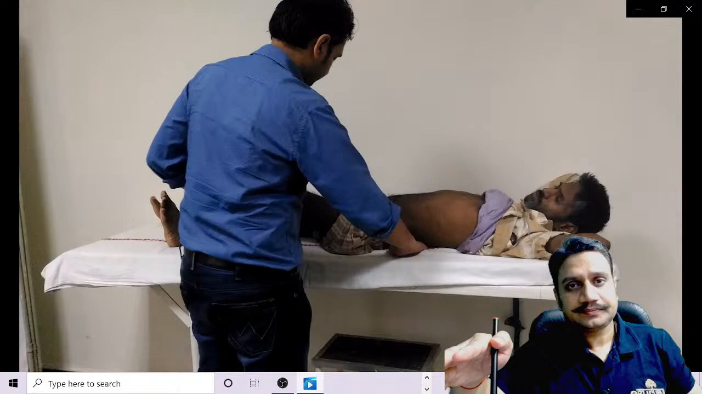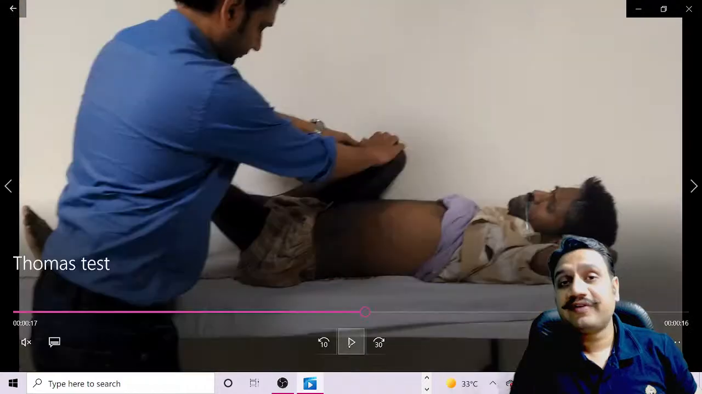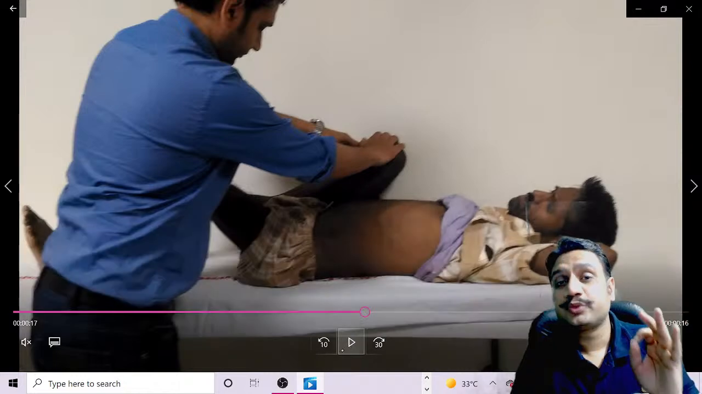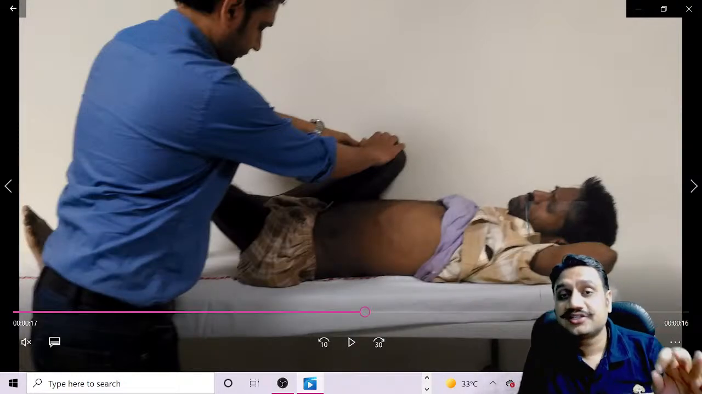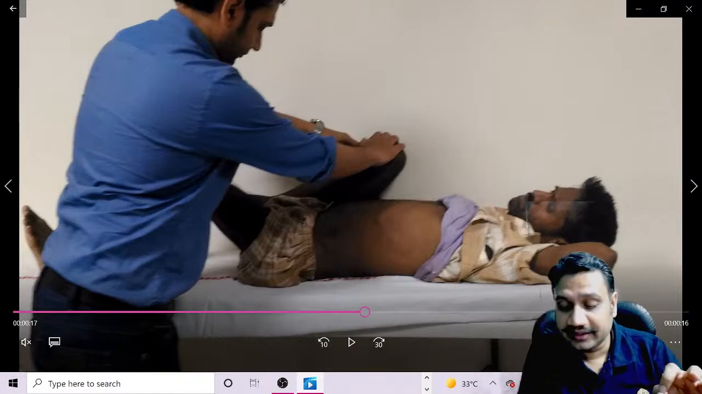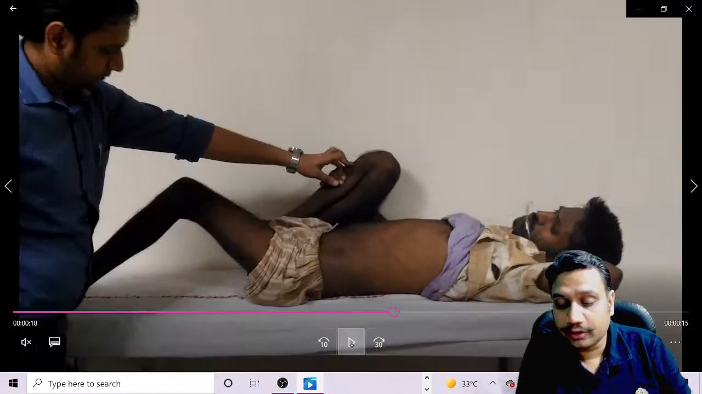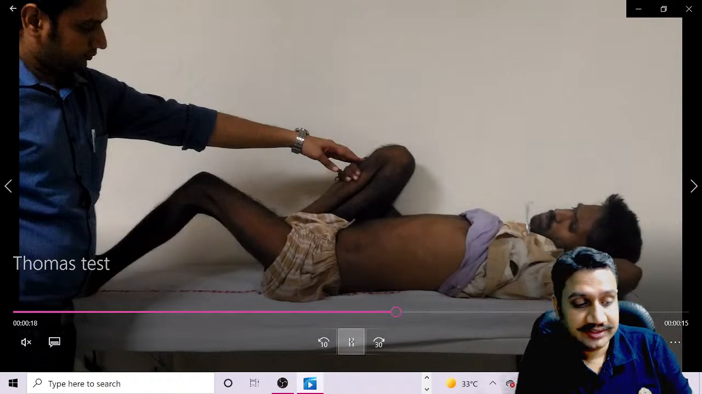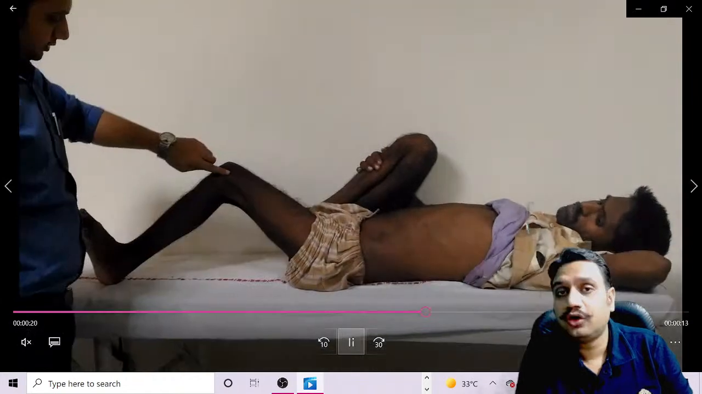Now I'll be flexing the hip on the normal side. So what happens because of that? You can see the lower back, all of you can appreciate that. Once we flex the normal hip, the lower back will be somewhat straightened. That means the exaggerated lordosis will be obliterated. Now see, the exaggerated lordosis is obliterated. Now see, this is the angle. So this is the real angle of fixed flexion.